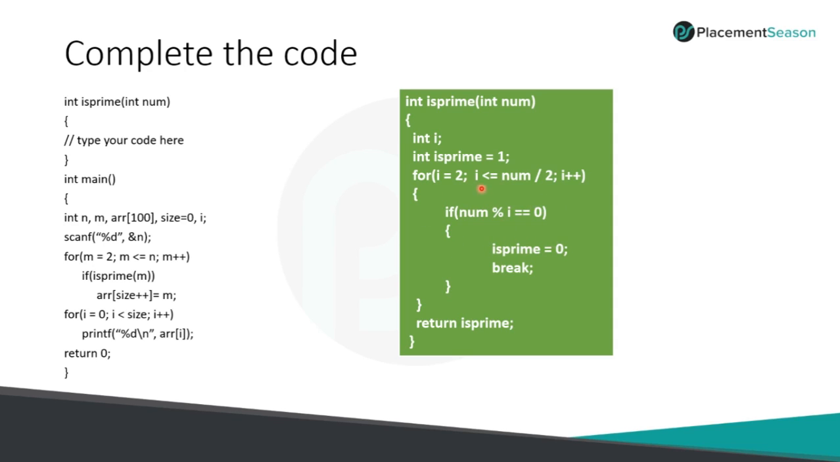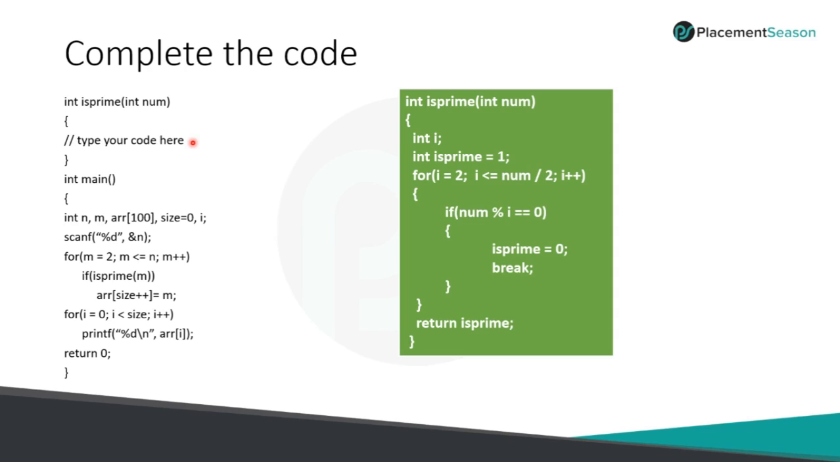If this condition fails for all the cases, which is less than half of the number, then the number is a prime number and you return 1. This is how the function is written. You have to write this function in the space given over here or in your coding environment given there. Click on compile and run and check if your code works.